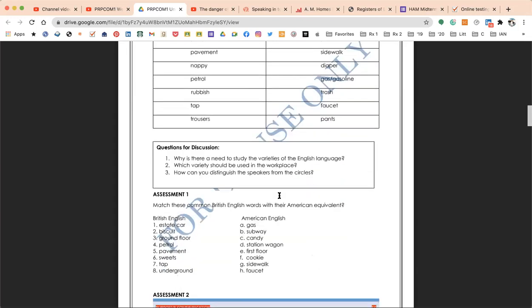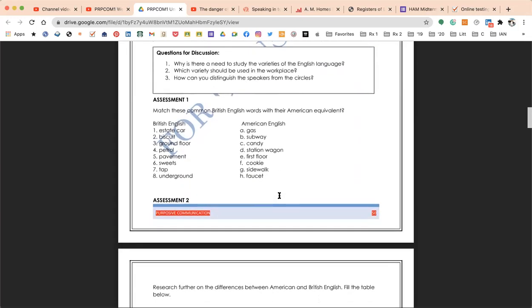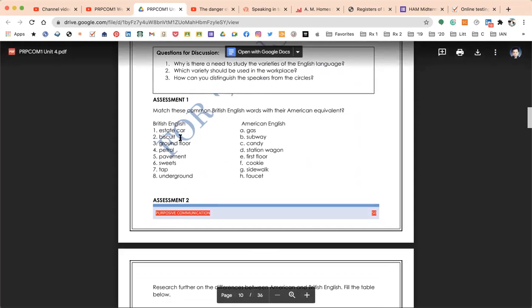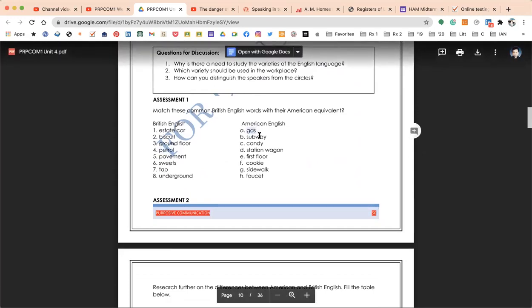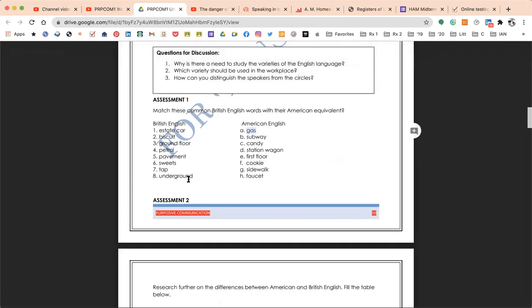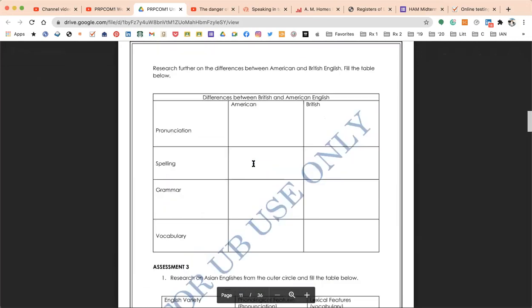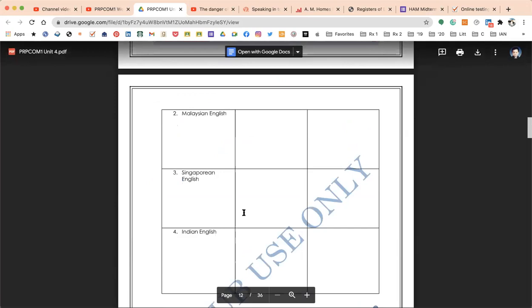Okay, so just go over the assessments in your paper in your modules. You are going to match the British English word with the American equivalent. So let's have some examples here. When you say "petrol," it is your gas. When you say "biscuit," it's actually your cookie, etc. No need to go over this latter part.